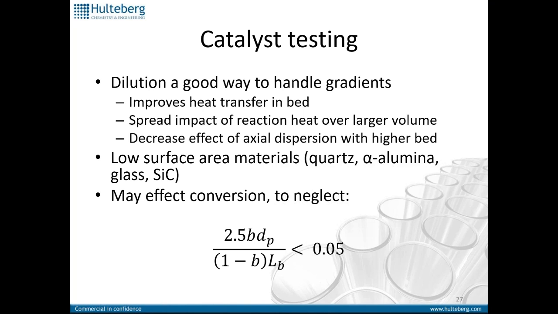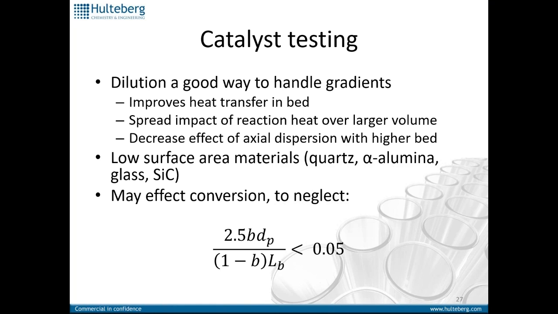So by dilution, you can reduce the amount of heat produced. Well, you don't reduce the amount of heat produced, but you reduce the amount of heat produced per volume. So per cubic meter of reactor, it's much less, or per milliliter in this case might be a better measure. So you spread the impact of the reaction heat over a larger volume. You also decrease the effect of axial dispersion because you have this higher bed, but you need to make sure that you don't get too high pressure drop.